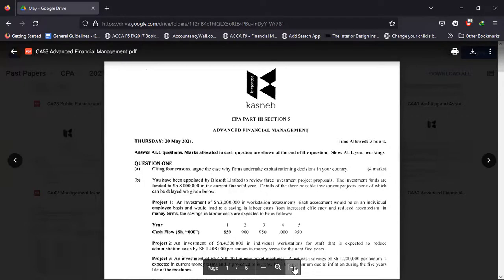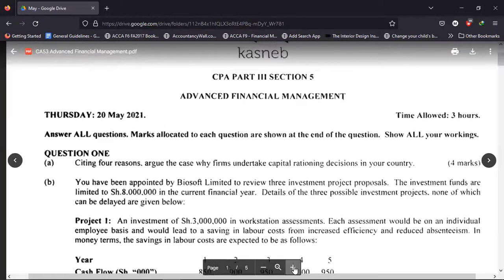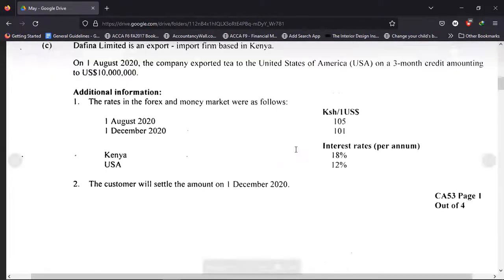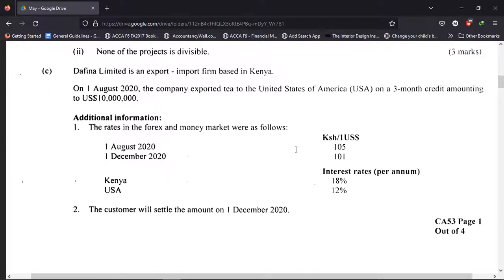So we are talking about May 2021, question 1C. And I can read this question very quickly.